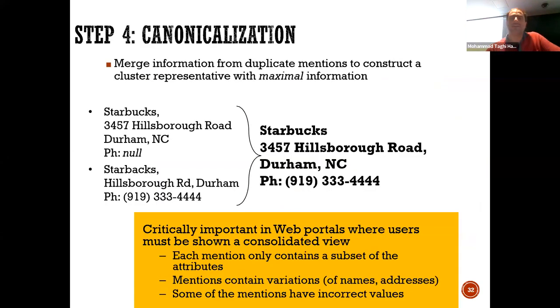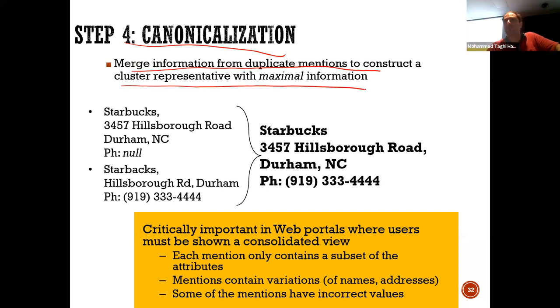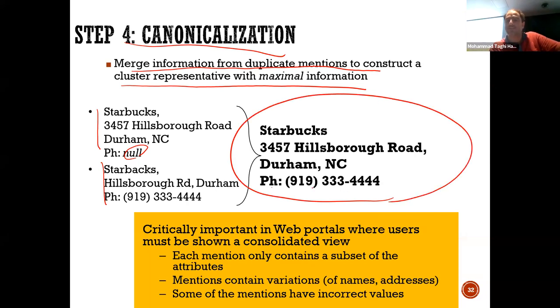Finally, you need to do canonicalization. When you know that these two are the same, then you need to make sure that everything is the same. You want to merge information from duplicate mentions or records to construct a cluster representing the maximal information. If you know this person and this person are the same, and this one has the address and the other does not have the phone number, you will merge them with the maximum information: this is the address and this is the phone number.